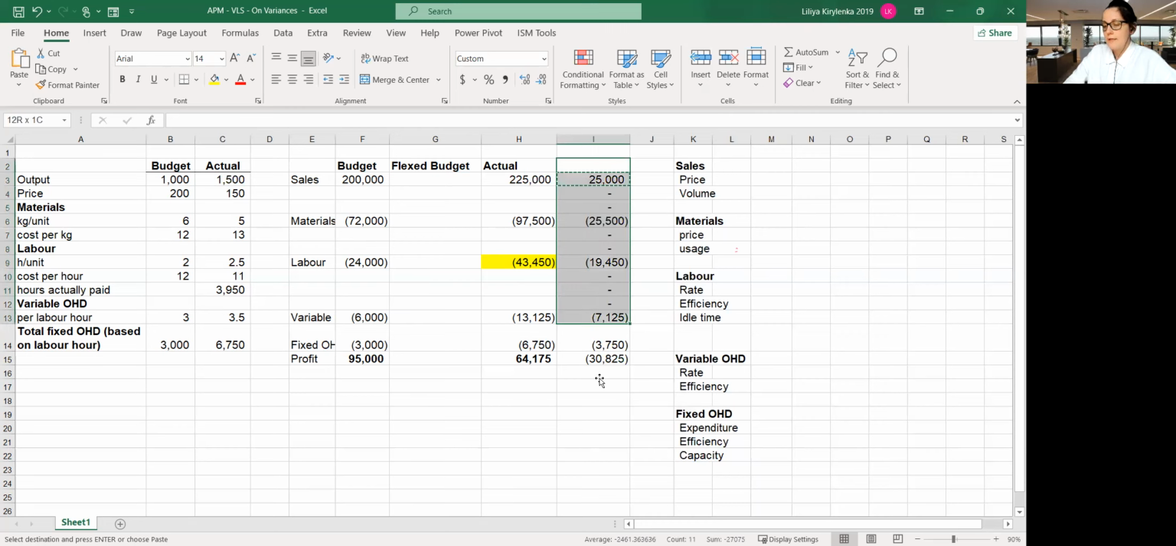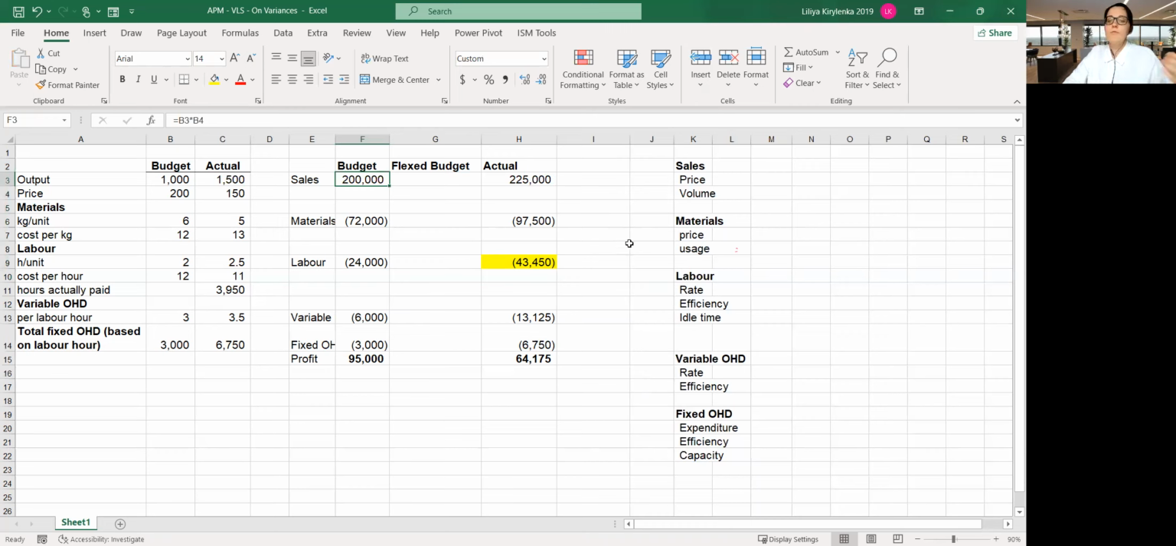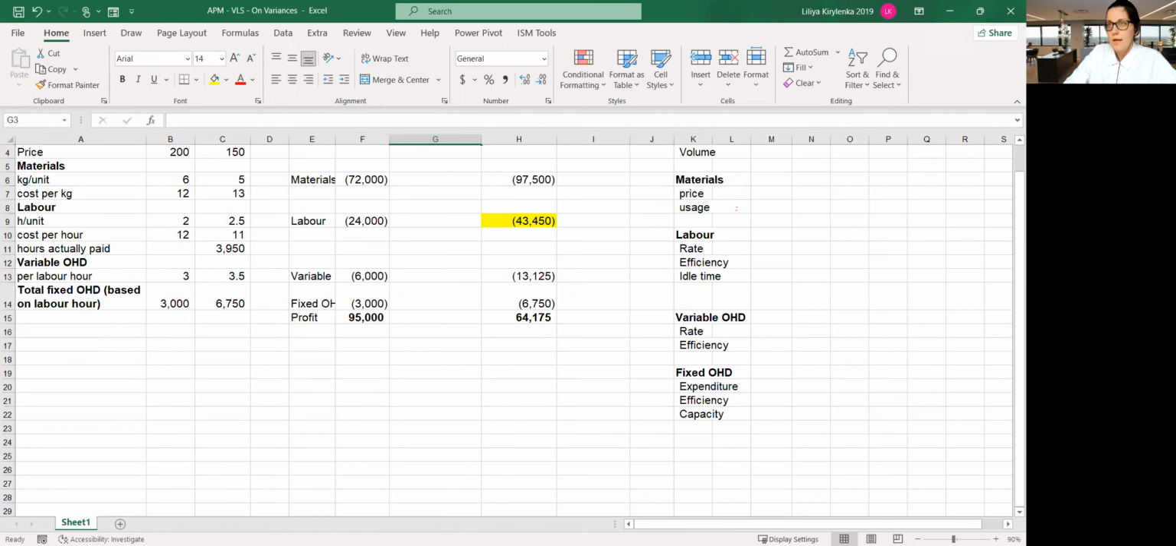So our appraisal is never done with reference to the original budget. No, never original. Instead, we need to make that with reference to the flexed budget. Flexed budget means that we take into account the actual production. So let me see how it works.